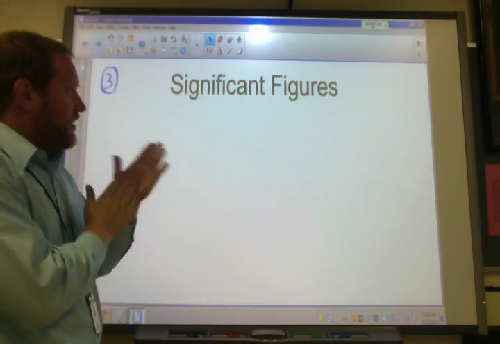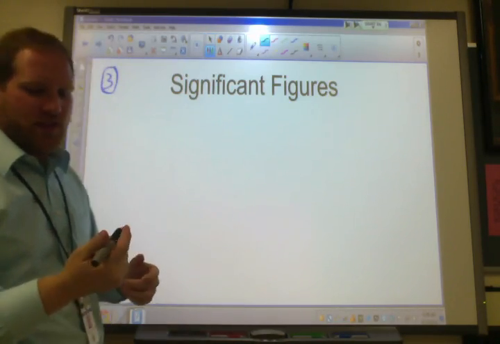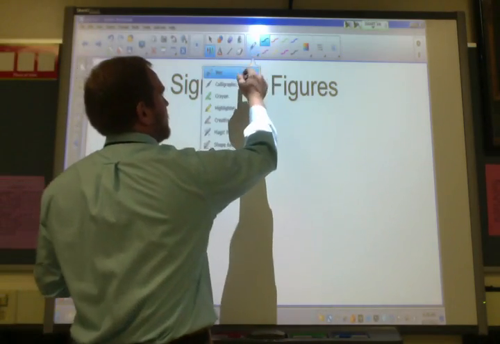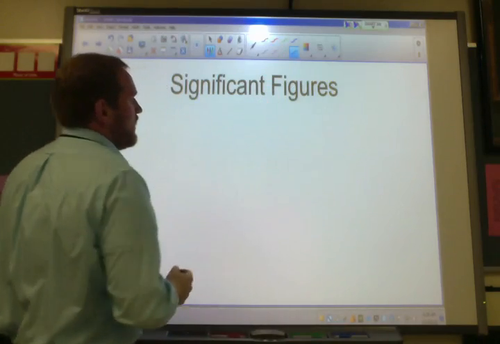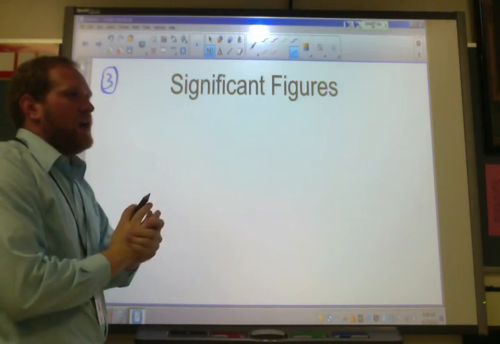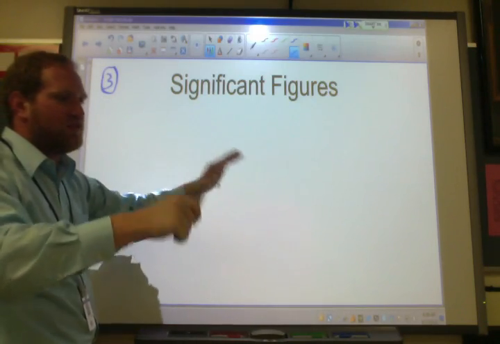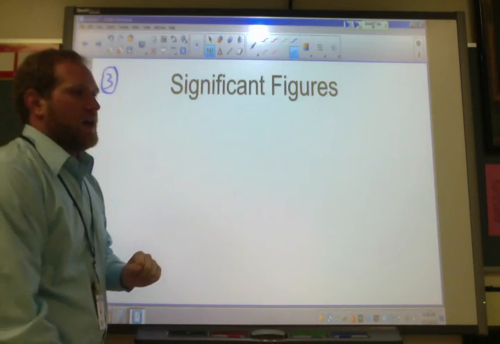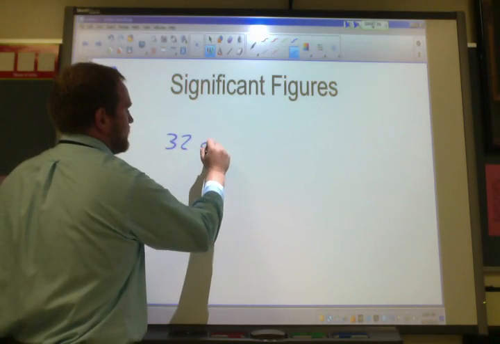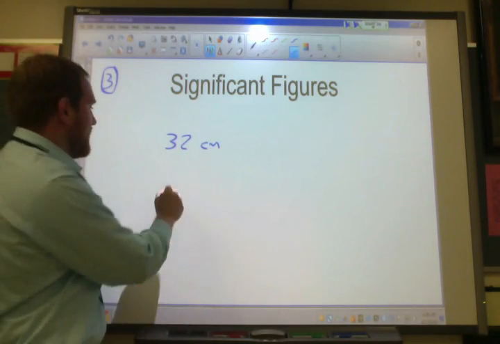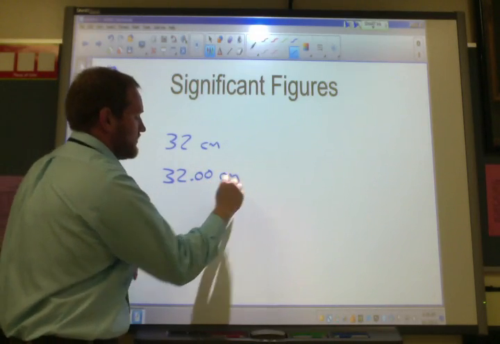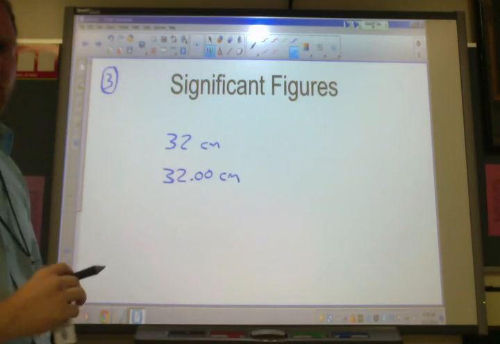Significant figures. Okay, I thought I'd sort of introduce this by just talking about why we use sig figs as opposed to just kind of spitting a bunch of rules at you. So why sig figs are important. Let's say you have 2 lab partners and they each need to go record something. And one of your lab partners comes back and says, okay, it's 32 centimeters. The other one comes back and says, okay, it's 32.00 centimeters. Is there really a difference between these two?